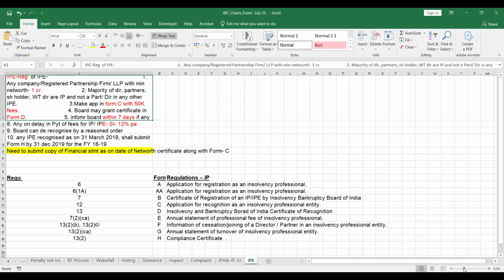So if you want to practice as an IPE, then you have to be a company or a registered partnership firm or LLP with minimum net worth of 1 crore. So the minimum net worth requirement here is 1 crore, and the majority of the directors, partners, shareholders, whole-time directors should be IPs, and they should not be a partner or director in any other IPE. Then you have to make an application in Form C with 50,000 fees, and the board may grant the registration in Form D. And you have to inform the board within 15 days if there is any change.